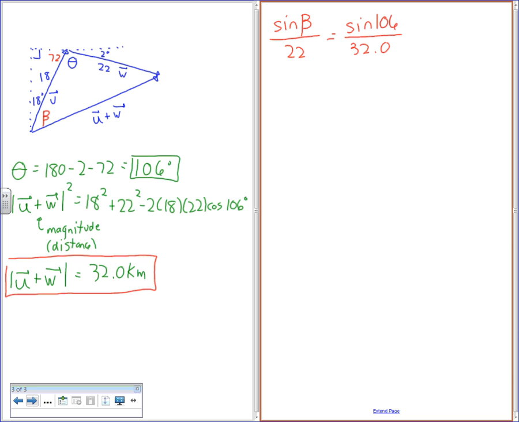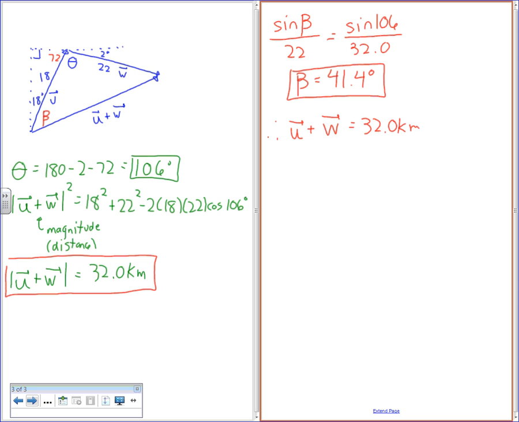All right, what's beta, please? 41. 41.36. 41.4. I'll call that. Okay, so what's u plus w equal to? What's its magnitude and what's its direction? Yeah, go ahead. 32 kilometers north, 41.4.